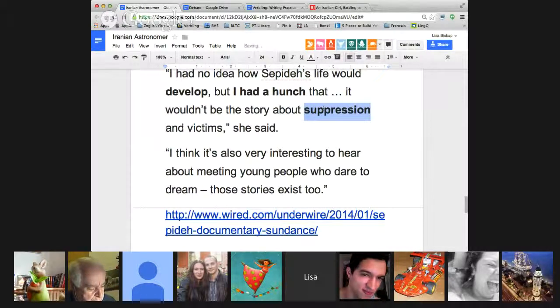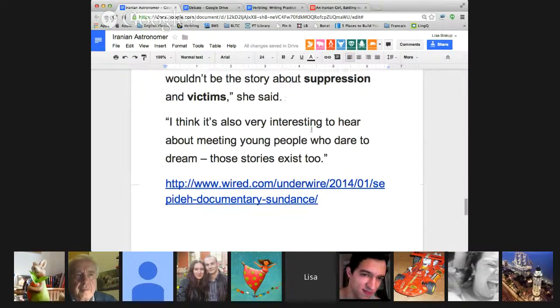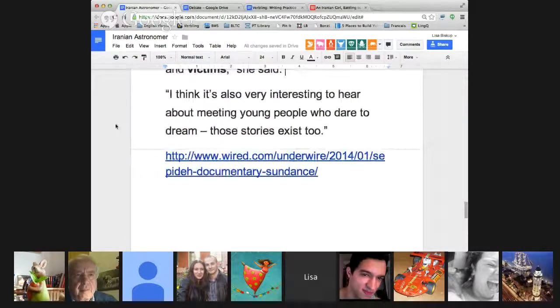Suppression is when the government can suppress your freedom of speech, or your parents can suppress you. They don't let you do things. She didn't think it would turn out that way, or victims. She didn't think the young girl would fall victim to the negativity of her family. So it sounds like she had a hunch that it would be a hopeful story. Okay, last sentence. I think it's also very interesting to hear about meeting young people who dare to dream. Those stories exist too.